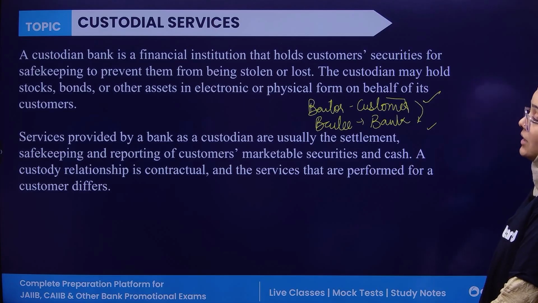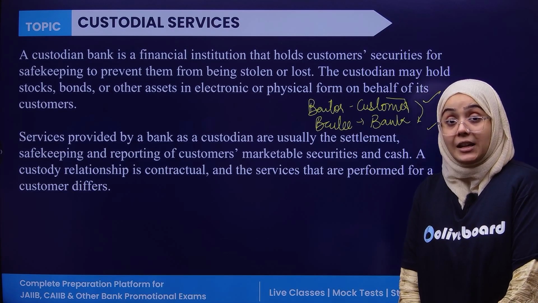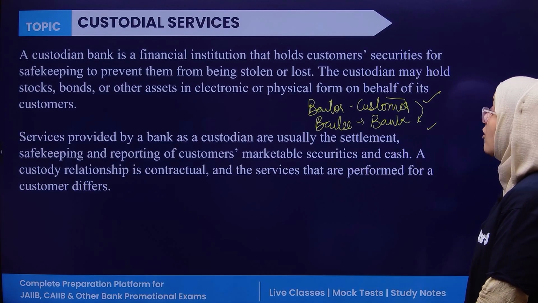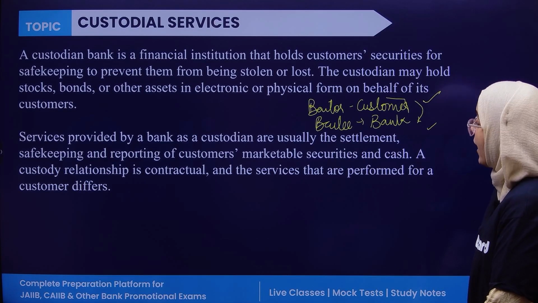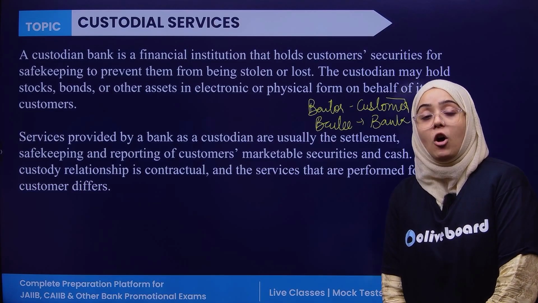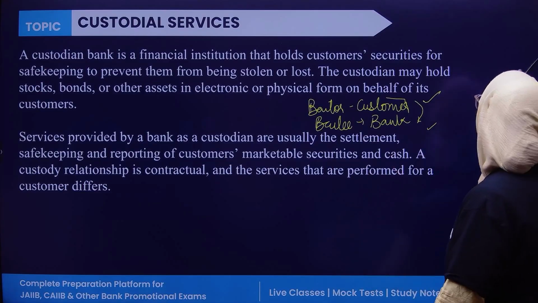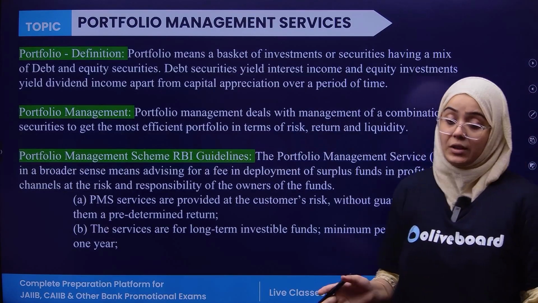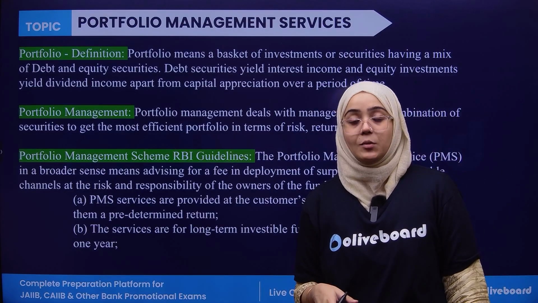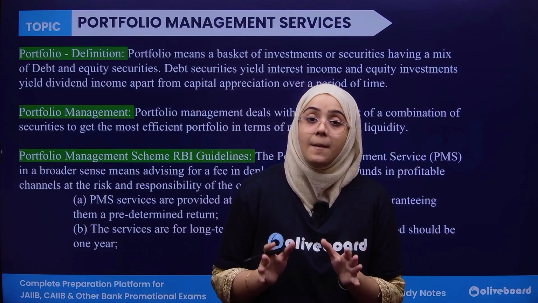Okay, now the services provided by the bank as a custodian are usually for the settlement, safekeeping and reporting of customer securities. Now, this is contractual and the services are performed for a fee. Okay, next, if we talk about portfolio management services. Portfolio management services is also a type of service that is provided by the bank.